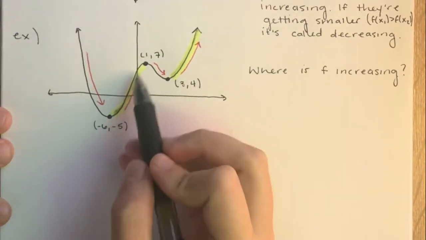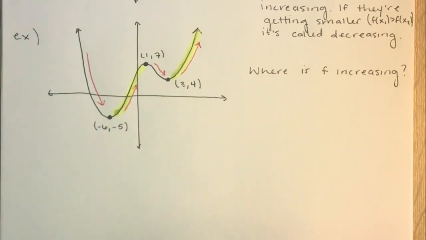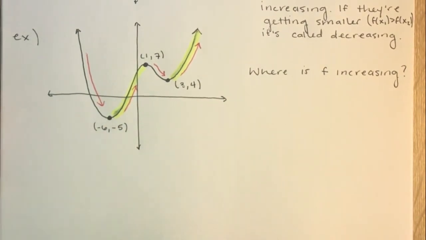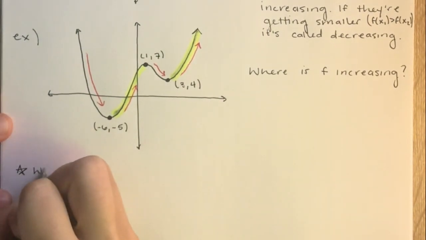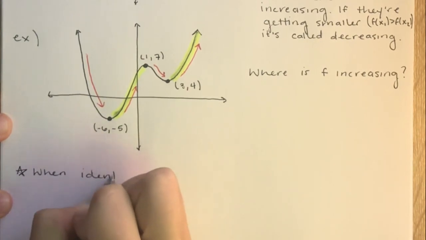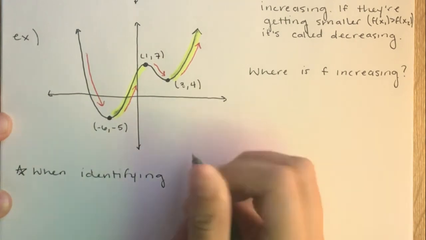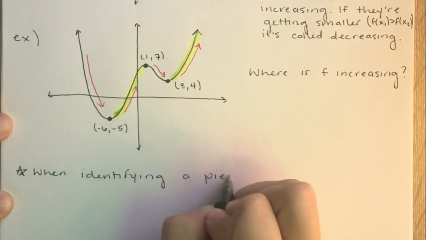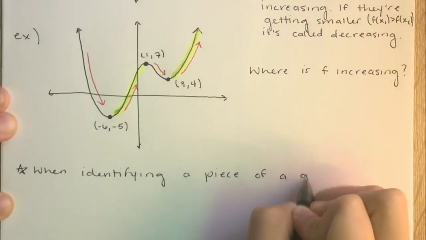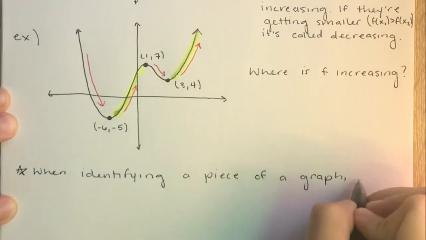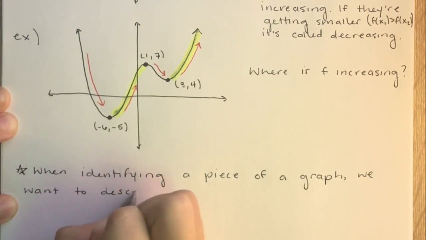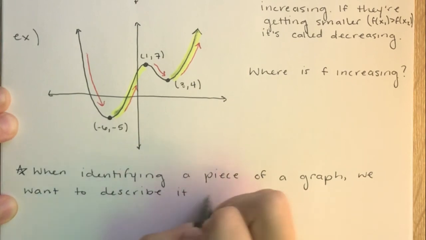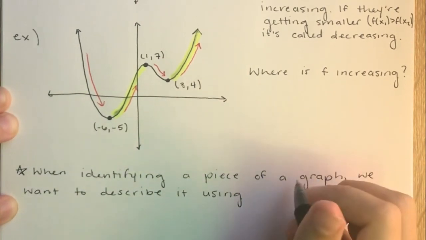Okay, so we know we want to identify these parts of the graph, but how are we going to do that exactly? Well, let's take a short aside really quickly. When identifying a piece of a graph, we want to describe it using x values.